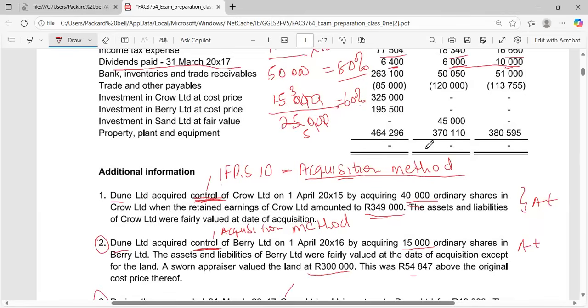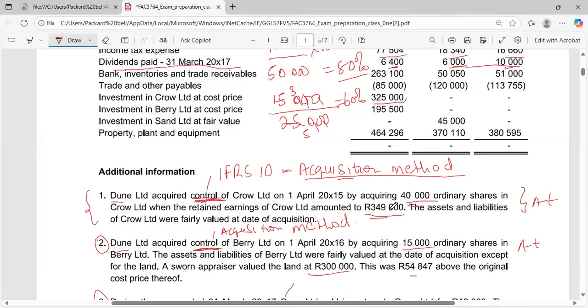How much was the investment in Crow Limited? These are the three things that you want at acquisition. The investment is 325. That's the cost price or the consideration that was given. Then here you need to calculate the value of equity which was purchased.